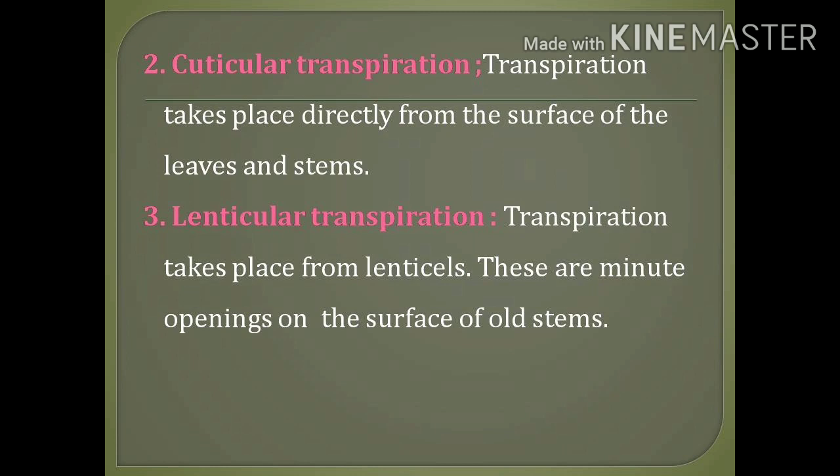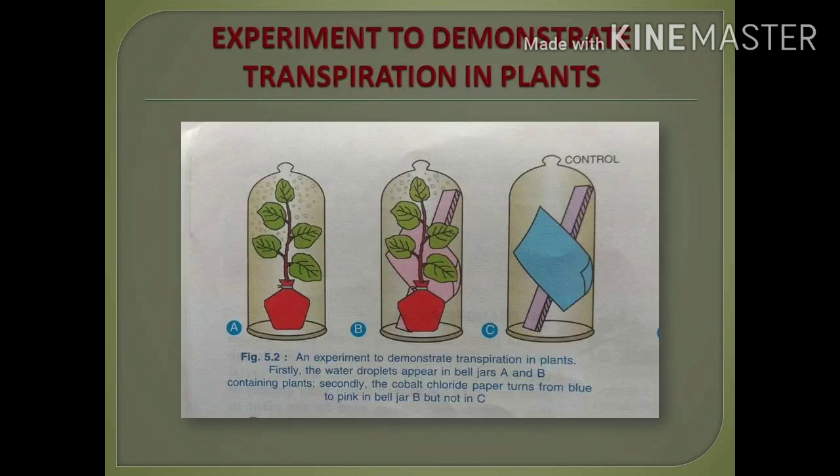Here the plant loses its water in the form of transpiration, more through the stomata, less through the cuticle as well as the lenticels. The water loss through the stomata is more when compared to the remaining two parts. So one more experiment we can observe related to transpiration.